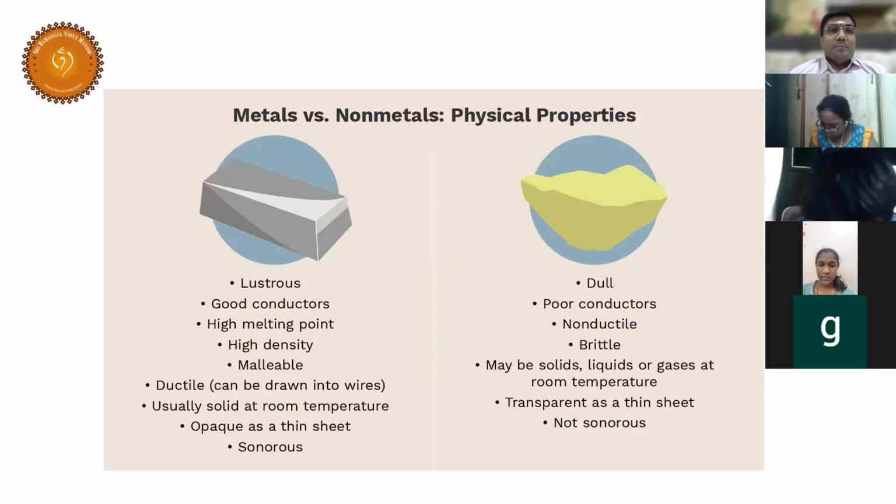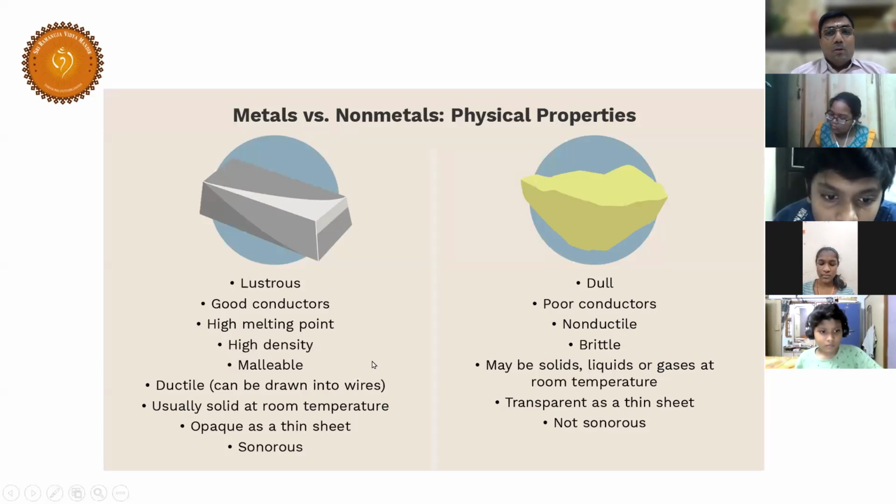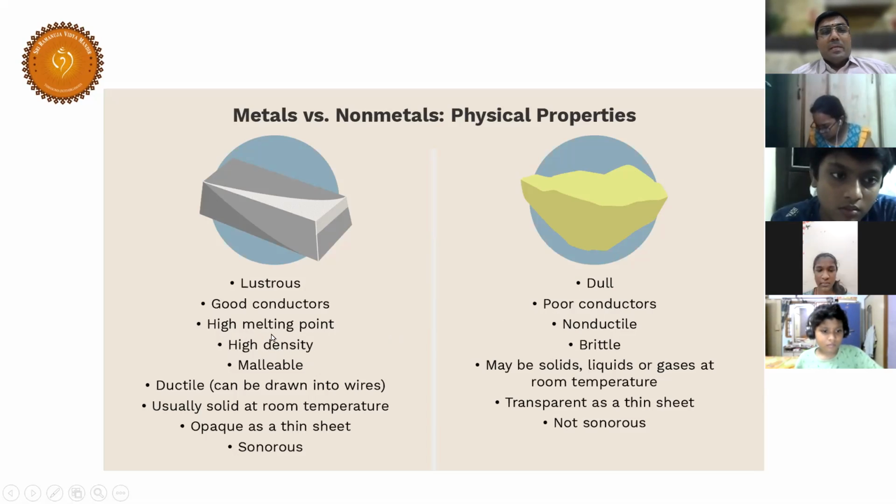Now, students, let us see the difference between metals and non-metals. Metals are lustrous and non-metals are dull. Metals are good conductors, whereas non-metals are bad conductors. Metals have a high melting point, generally. For example, iron, cobalt, chromium have very high melting points when compared to non-metals, right? Metals have high density, whereas non-metals have low density and are brittle. Brittle means they easily break. Metals won't be broken easily.